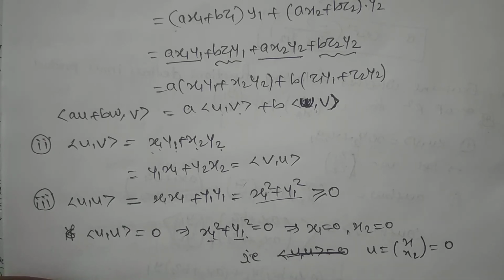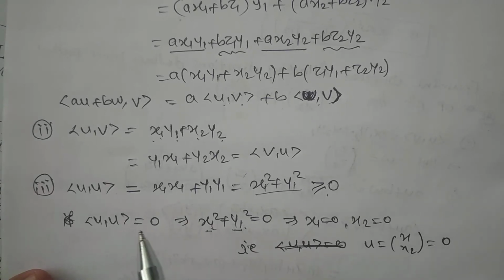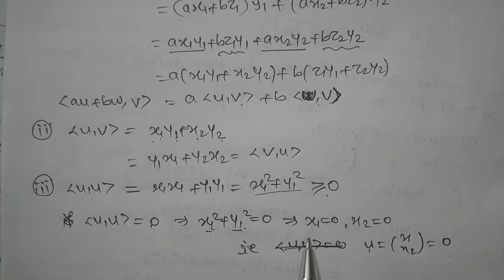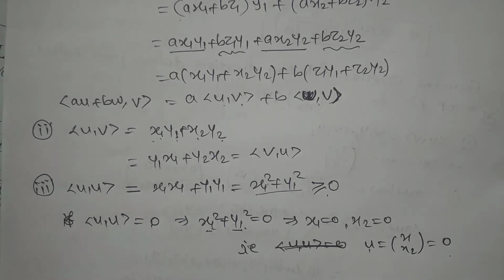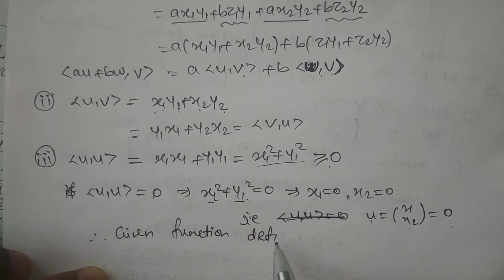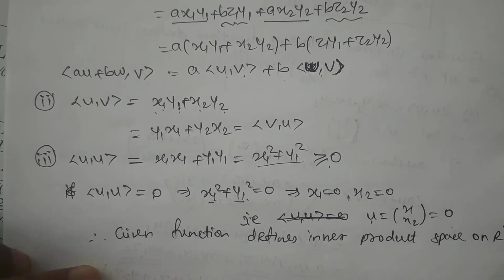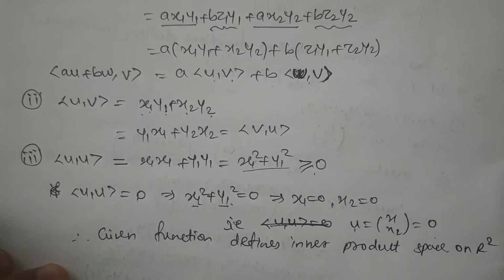That condition gets satisfied. Third condition: the inner product of u comma u is always greater than or equal to 0, and if this inner product is equal to 0, that means u is also 0. So that third condition gets satisfied here. So all these three conditions get satisfied. Therefore, the given function defines an inner product space on R square.